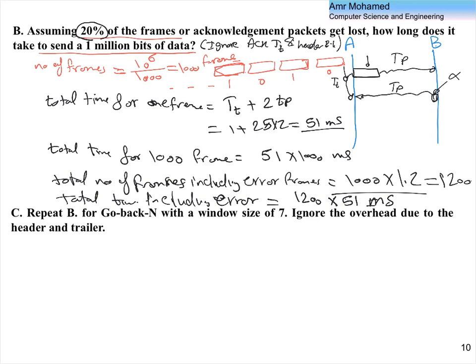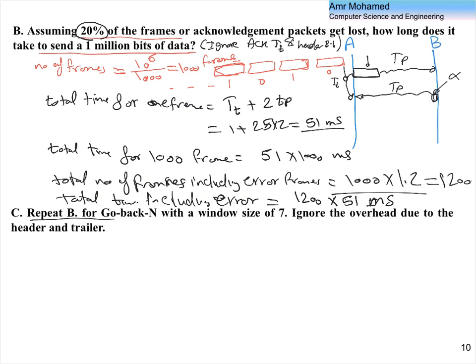So that's the time if we were to use stop and wait. In that case, we transmit one frame, and then we wait for that frame to propagate all the way to B, and wait for the acknowledgement to propagate all the way back to A before we send another frame. So in this part of the question, we want to repeat the same thing, but using Go-Back-N with a window size of 7.